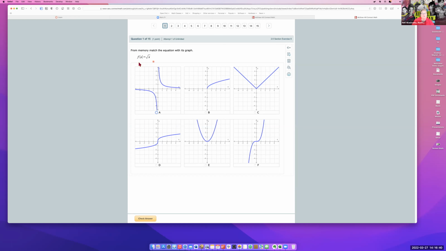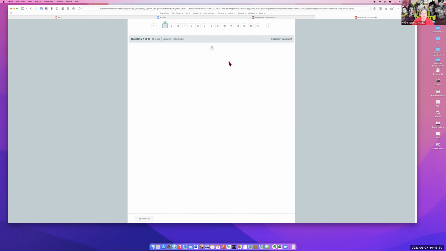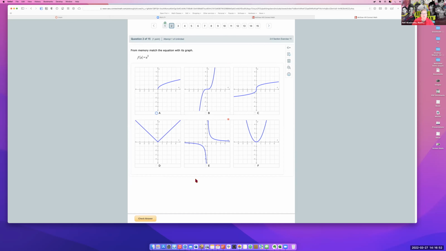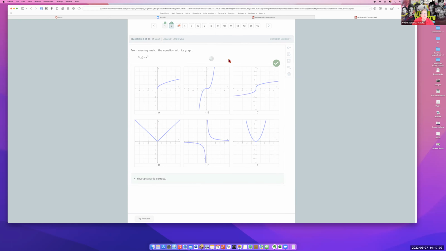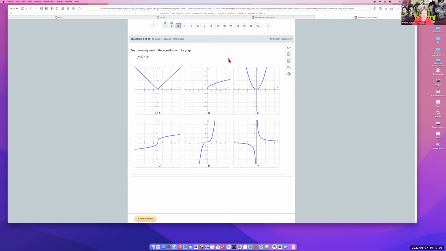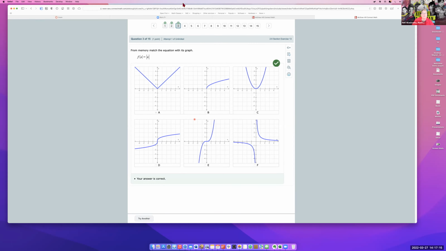Square root. Which one is that? Yes, yay. Okay, good. What about cube, the cubic function? Which one? Very good. Okay. Let's see what's next. Absolute value. Which of these is the absolute value? Very awesome. Okay. Yes. One number A.